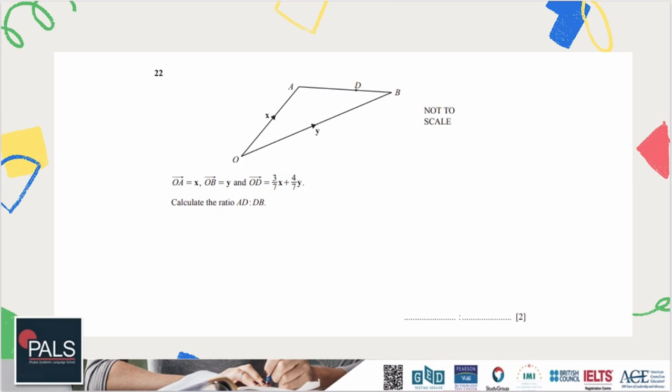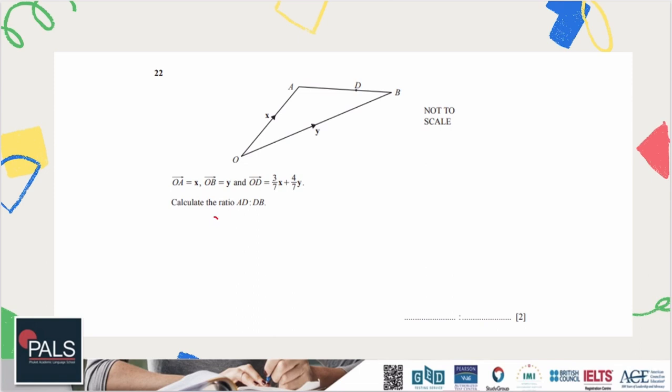Number 22 is a vector. Number 22, OA is x and OB is y. This is a vector. So they said OD is 3 over 7x plus 4 over 7y. Calculate the ratio of AD and BD.